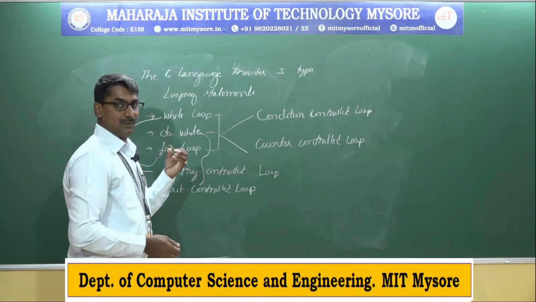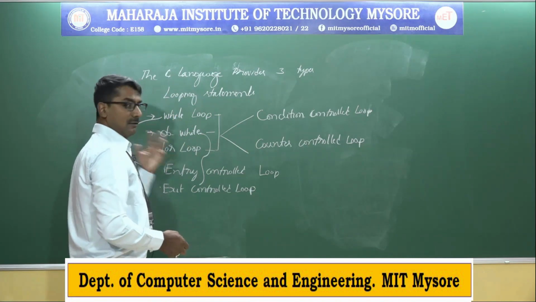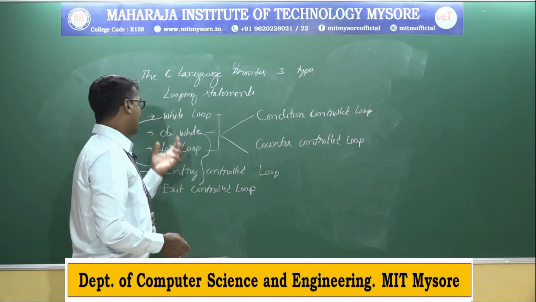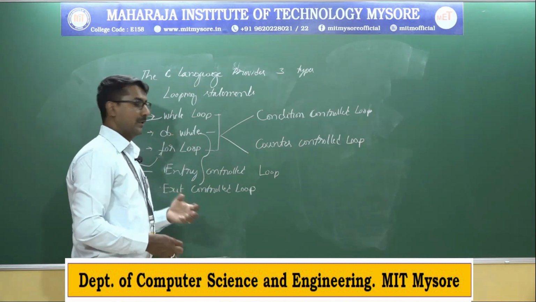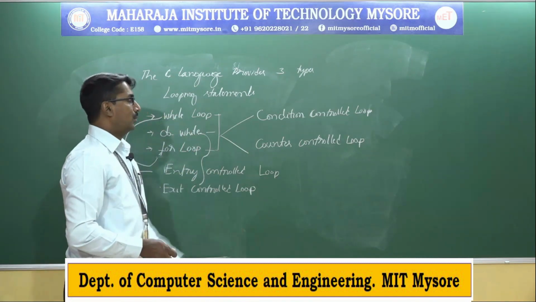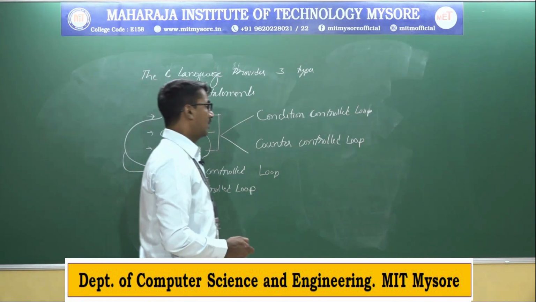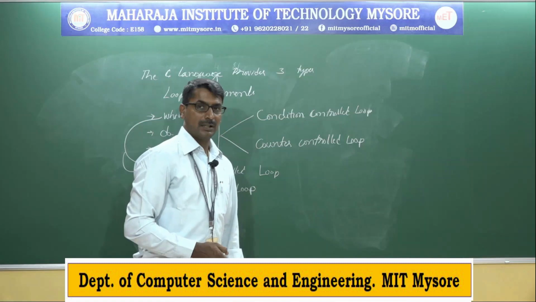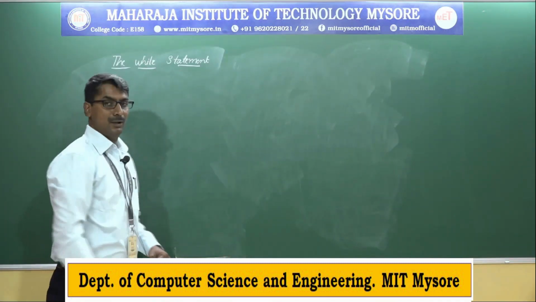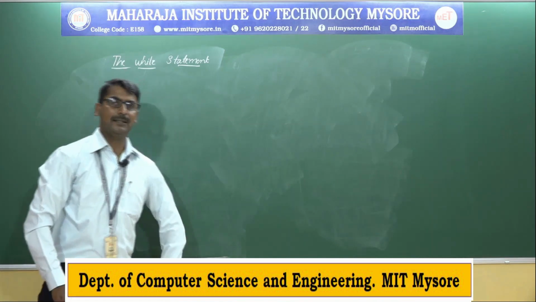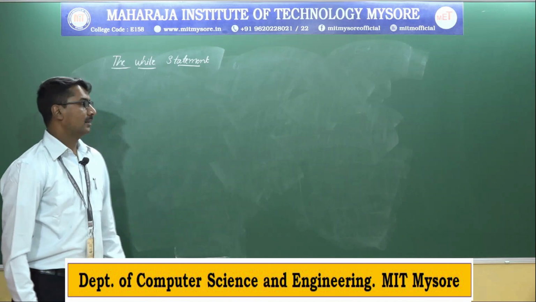In C language, it supports three different types of loop: while loop, do while loop, and for loop. While and for are entry control loops and do while is an exit control loop. In general, the loops are categorized into two categories: conditional control loop and counter control loop. The first looping statement is the while loop statement. While loop is the simple looping statement in C language.